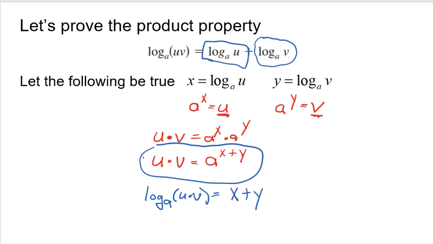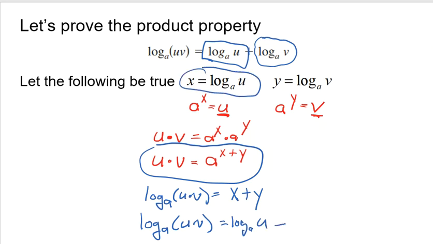Then I reverse use the definition of a log, which says that a log of u times v, base a, equals the exponent x plus y. And then I can finish this off by saying, but wait a minute. Isn't x log base a of u? Yeah, that's what I said it was. Plus, isn't y log base a of v? Yeah, it is. That's what I said it was. And there we go. There's the definition. Log base a of u times v, multiplication inside of a log, is equal to the addition of the two separate logs. Log of u plus log v.